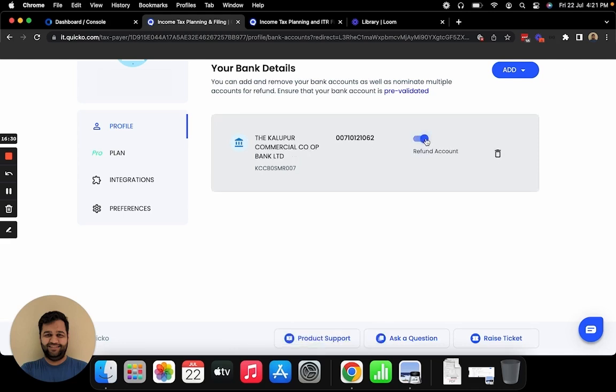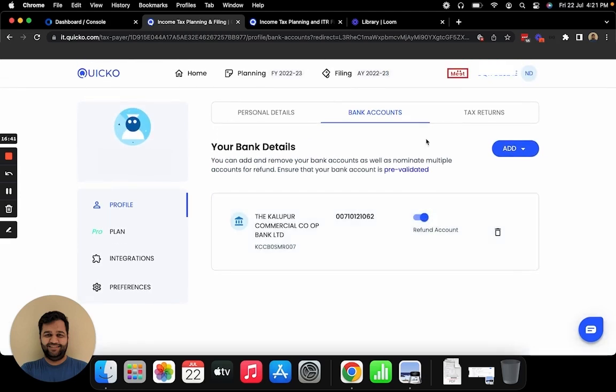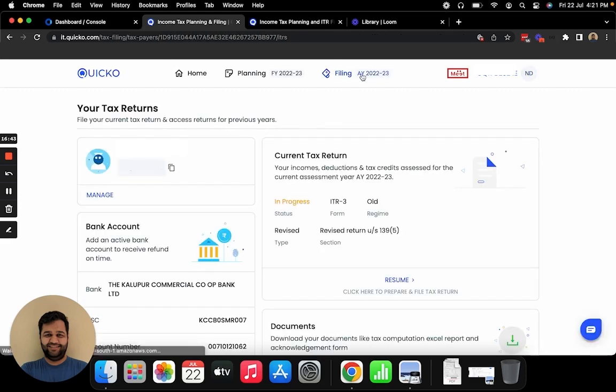Now, a lot of people ask us question if they need to disclose all the bank accounts. It's completely up to you. Ideally, you should disclose all the active bank accounts to income tax department in your income tax return. But in my case, there's only one bank account. So let me go back to filing.